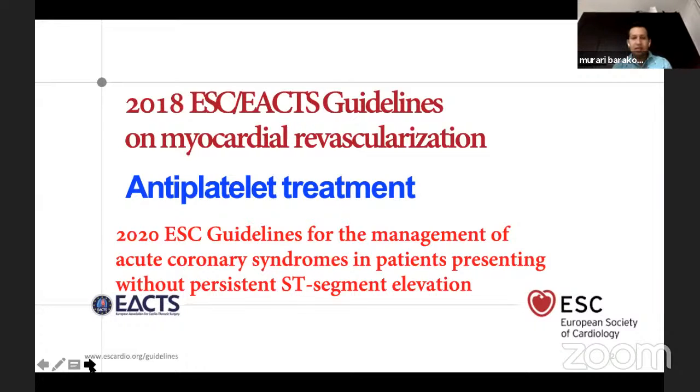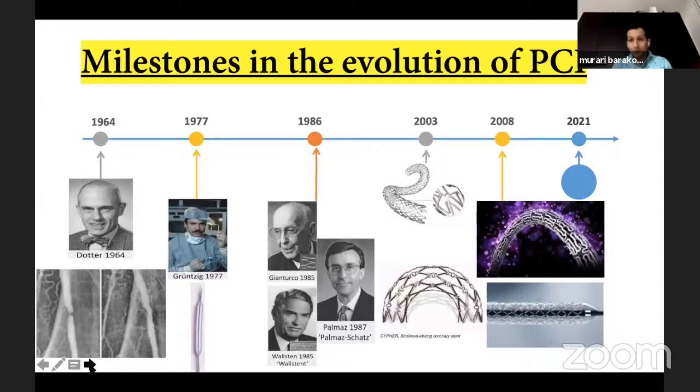But before going to that, I would like to show that PCI has evolved over the last 40 years through different phases. The first pioneer of this is Dr. Andreas Gruentzig from Switzerland in 1977. Gradually, we know that stenting with a metallic scaffold is better to prevent acute recoil. Then we found that it goes into development of stenosis by the proliferation of muscle and fibrous tissue.